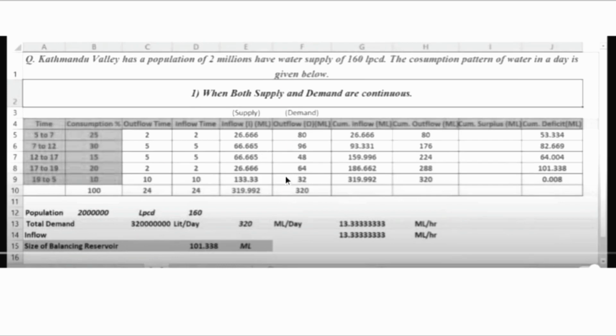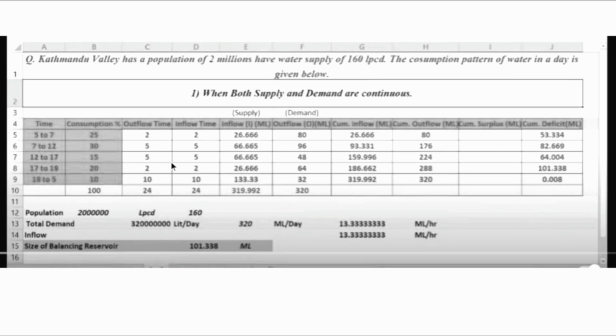Here the outflow is calculated. So cumulative inflow, cumulative outflow, and cumulative inflow minus outflow deficit 53, 82, 64, 101.338. So the maximum cumulative deficit is 101.338 plus the maximum cumulative surplus 0 is the capacity of the reservoir. So the size of the balancing reservoir equals 101.338 for the continuous type of inflow and outflow, that is supply and demand continuous. For this, the inflow is calculated by using 320 million liter per day. 320 divided by 24 into 2, into 5, into 5, into 2, into 10. In outflow, 320 into 0.25, 320 into 0.30, 320 into 0.15. That is in 24 hours.